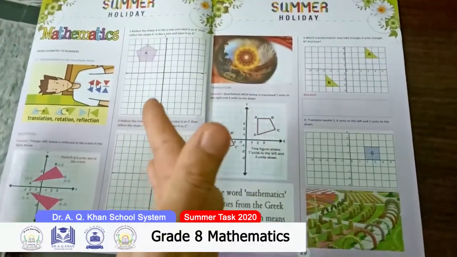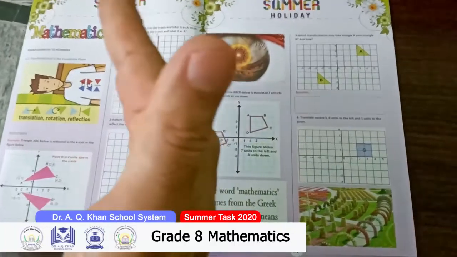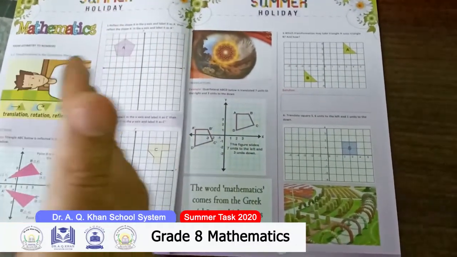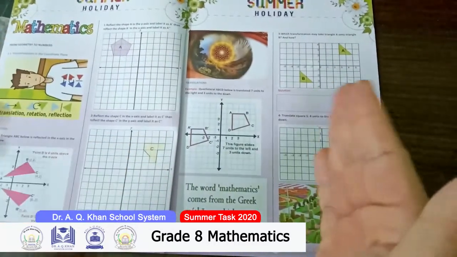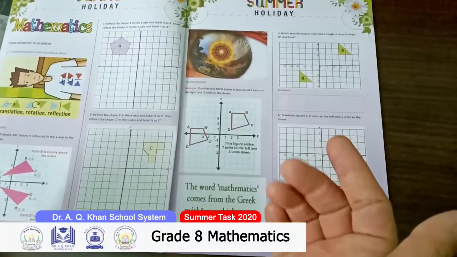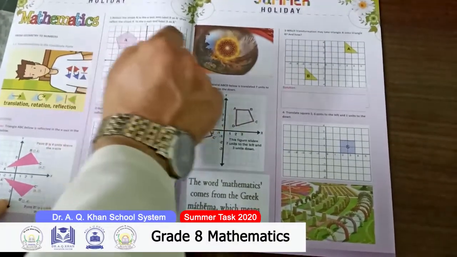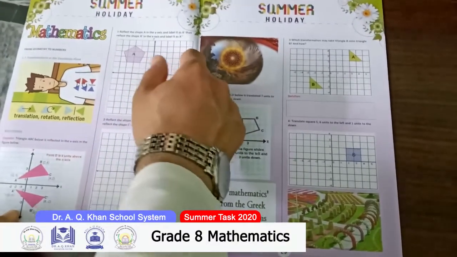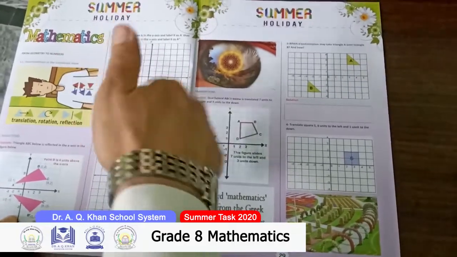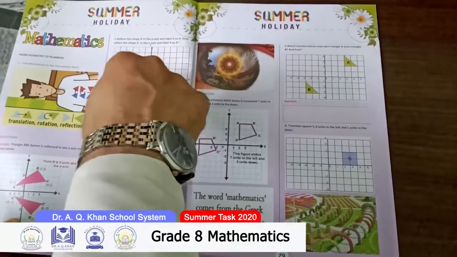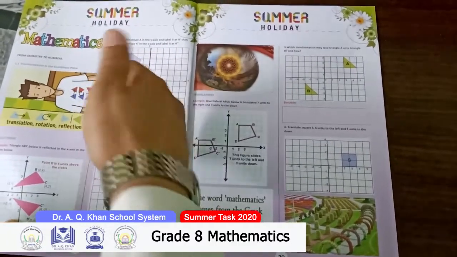Translation में simply क्या करते हैं कि simply उस exact object को, उसकी exact coordinates को, we move them to the next point. That simply is the translation. Just like this given object, if we move this object as it is from here to here, that is translation. If we rotate that object, that is called rotation. Simply if we rotate that object according to the coordinates, that is the rotation.